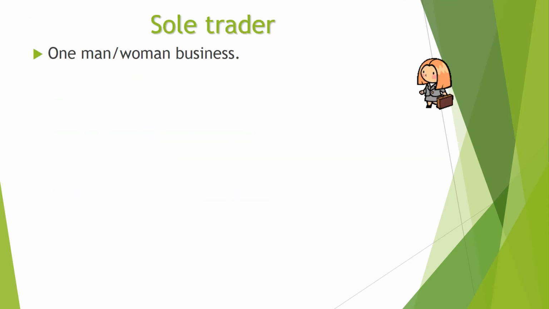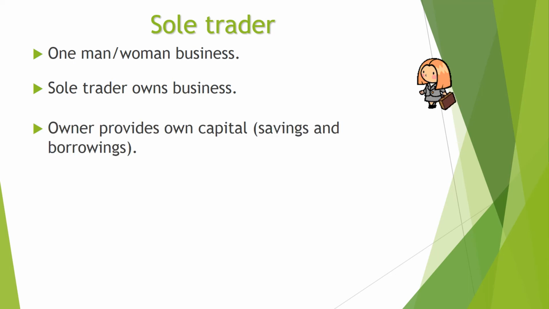So sole traders are one man or one woman businesses. We like to get the women in there too. The sole trader owns the business, and they provide their own capital. Now, it could be their own savings. They could have been made redundant from a job and decided to use the redundancy payment to set up a business, or they could have had a lottery win or an inheritance or whatever. So they can provide their own capital by using their own savings or borrowing from a bank.